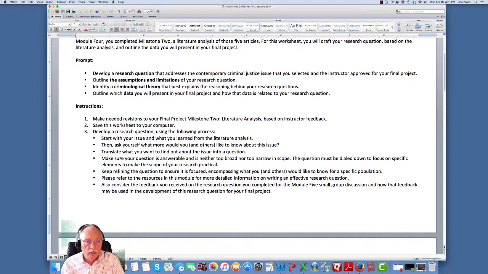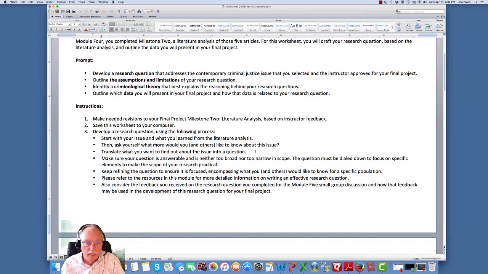Okay, when we look down here at the instructions, remember I said there are 5 steps, so here they are right here. You're going to start with your issue, what you learned from your literature analysis. Remember I said that's why that's going to be so important. Then you're going to ask yourself, what would more people like to know? What would you like to know more about the issue?